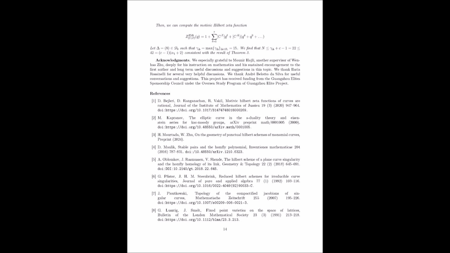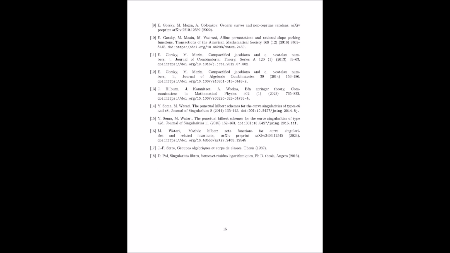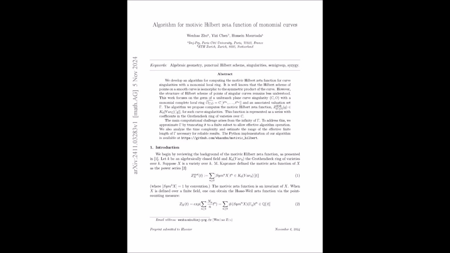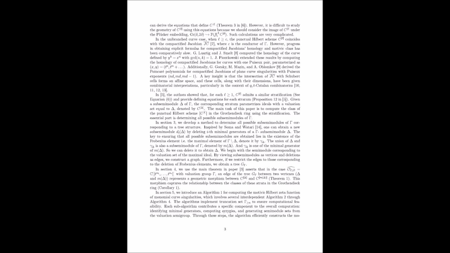Okay, so we have Algorithm 2 finding those minimal generators, Algorithm 3 finding syzygies, and Algorithm 1 managing the whole process, using the formula to calculate the class of each stratum. It's like an intricate dance of algorithms working together. A perfectly choreographed mathematical dance. By breaking down this complex task into smaller, well-defined steps, the algorithm gives us an efficient and elegant way to compute the Motivic Hilbert Zeta function.